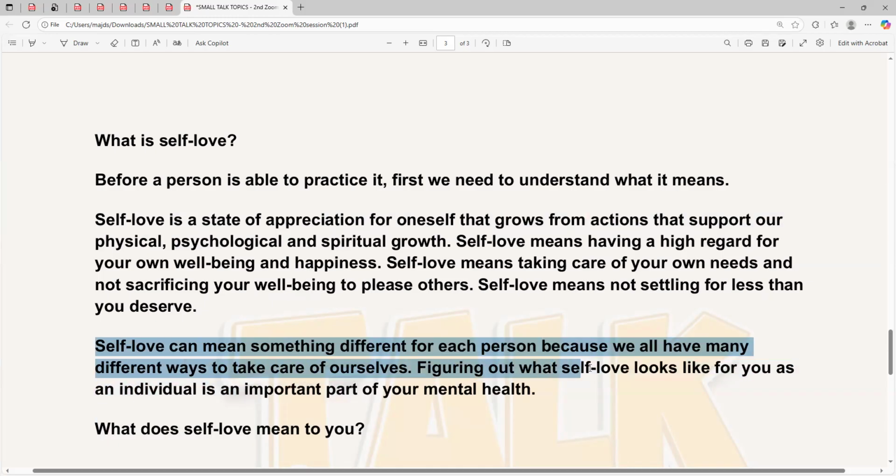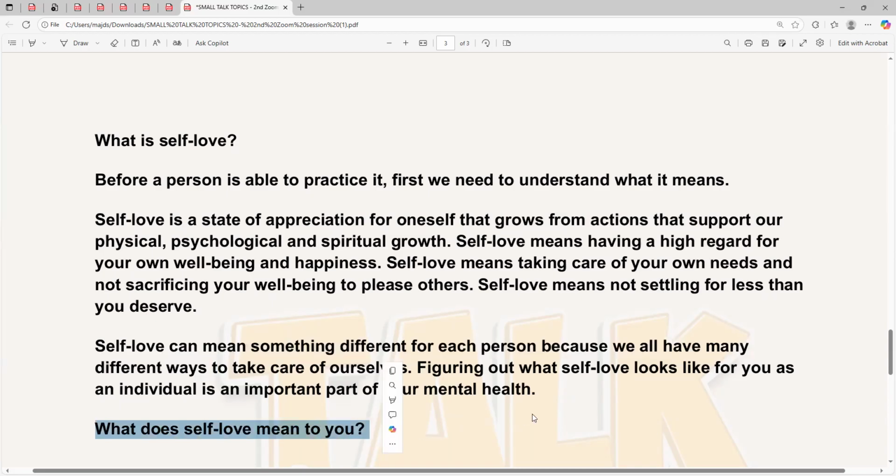Figuring out what self-love looks like for you as an individual is an important part of your mental health. Now you know how to read it. I would love to hear it from the ones who will watch it. If you can send me this paragraph, you're reading it as a voice message on WhatsApp, I would love to hear it from you. Also, I would love to hear your answers. What does self-love mean to you?